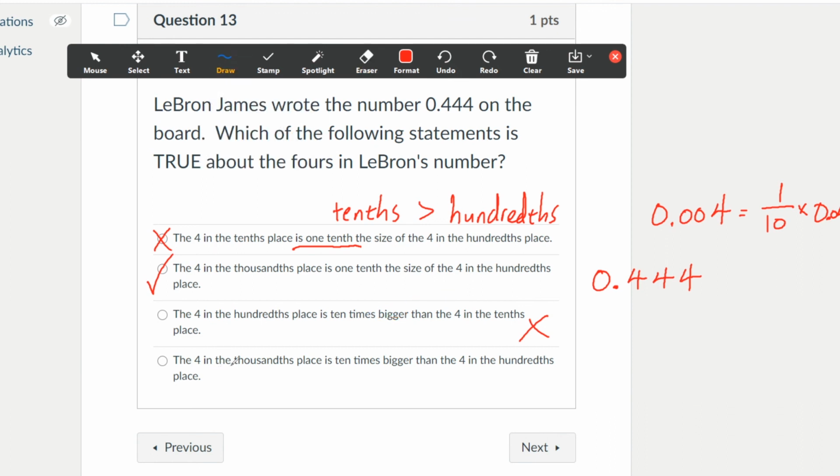And then our last one says the 4 in the thousandths place is 10 times bigger than the 4 in the hundredths place. And we know that's also not true because it's actually 10 times smaller. So that one's also wrong. So the only correct option here is the 4 in the thousandths place is 1/10 the size of the 4 in the hundredths place.